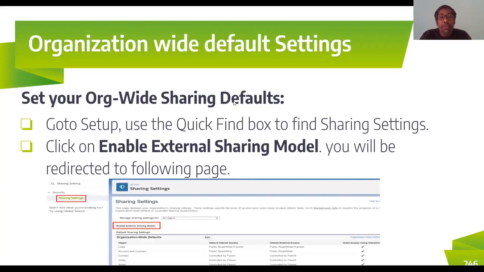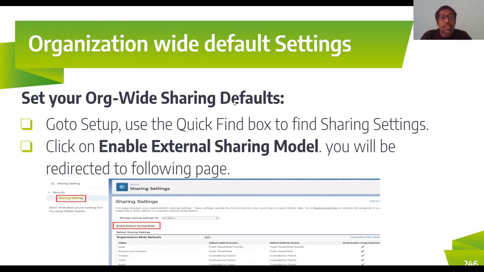First, we have to make sure that the external sharing model is enabled. If it is enabled, then only can I perform the organization-wide default. So we go to Setup, and under Setup we have the Quick Find box. In the Quick Find box, we type sharing settings, right? When you click on sharing settings, it will take you to the sharing settings page.